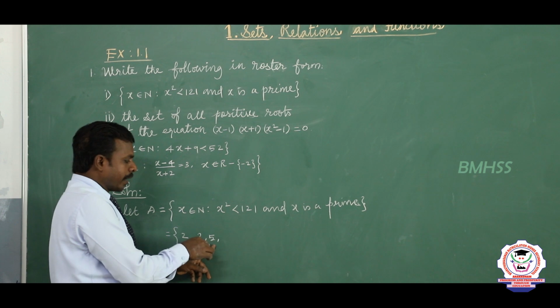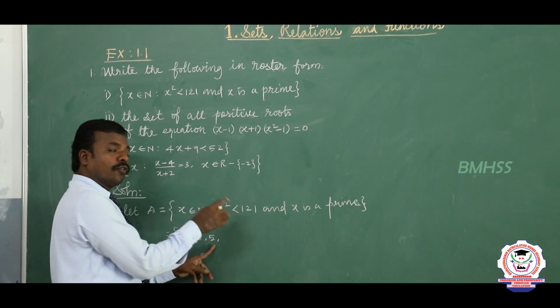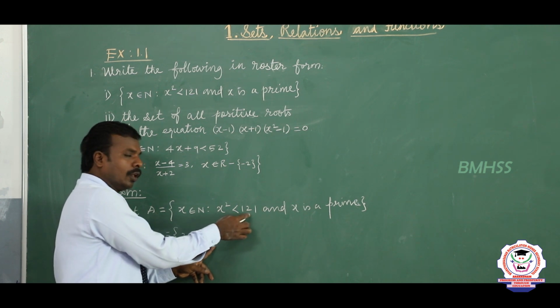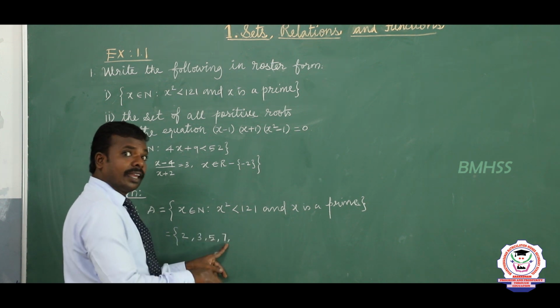Next to 5 is 7. 7 is a prime number. So 7 square is what? 49. That is less than 121. 7 is also a possible value. The next prime number is 11.